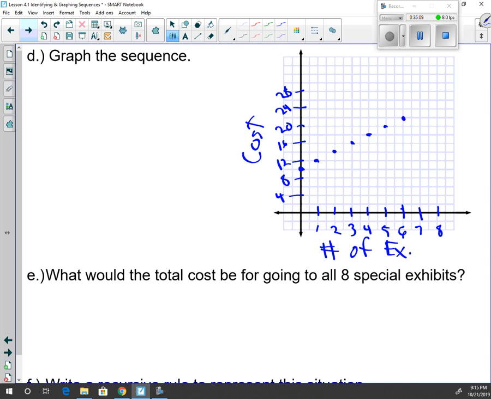6 is going to cost me 22. 7 is going to cost me 24. And 8 is going to cost me 26. Quick question for you. Should we connect those points or not? Is it discrete or not? Discuss for 30 seconds with your groups.